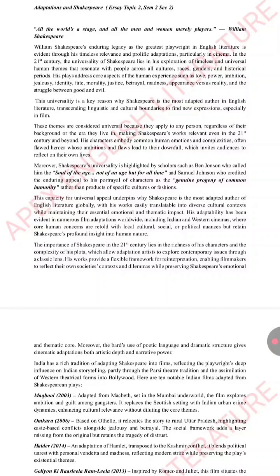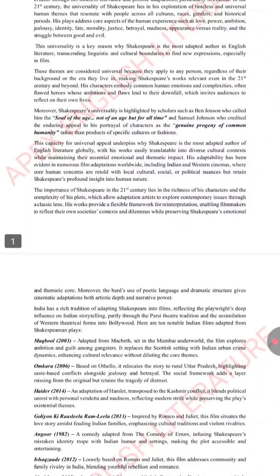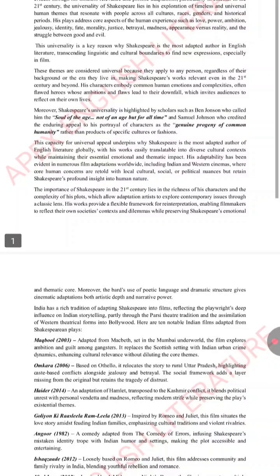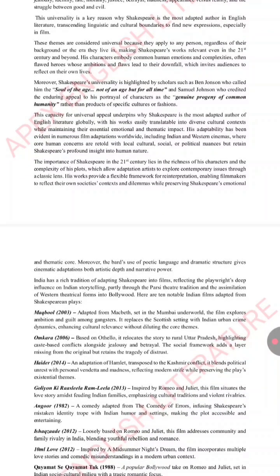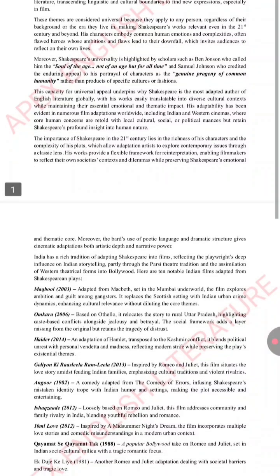Moreover, Shakespeare's universality is highlighted by scholars such as Ben Jonson, who called him the soul of the age, not of an age, but for all time, and Samuel Johnson, who credited the enduring appeal of his portrayal of characters as the genuine progeny of common humanity, rather than products of specific cultures or fashions. This capacity for universal appeal underpins why Shakespeare is the most adapted author of English literature globally.